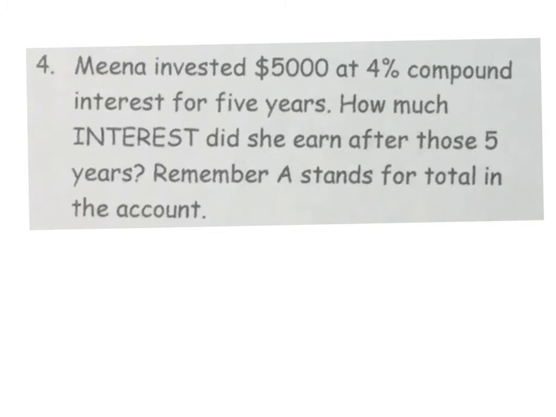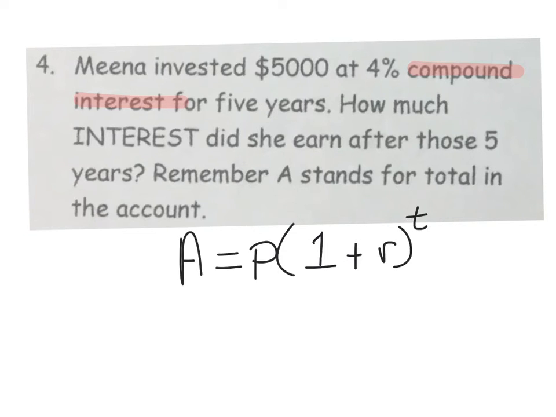All right, number 4, it says that Mina invested $5,000 at 4% compound interest for 5 years. How much interest did she earn after those 5 years? Remember, A stands for total in the account. So, compound interest: A equals the principal multiplied times 1, whoops, that's an ugly looking 1. That's better. Plus the interest rate, and then time is my exponent.